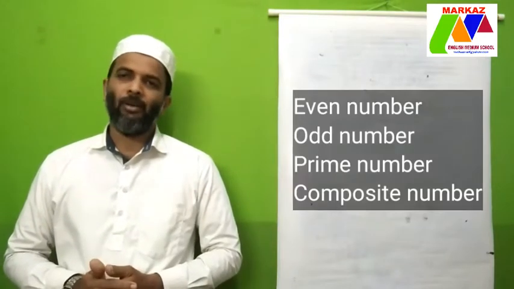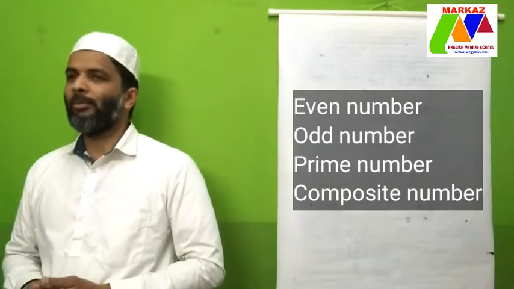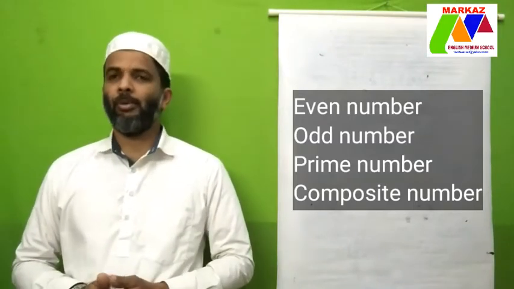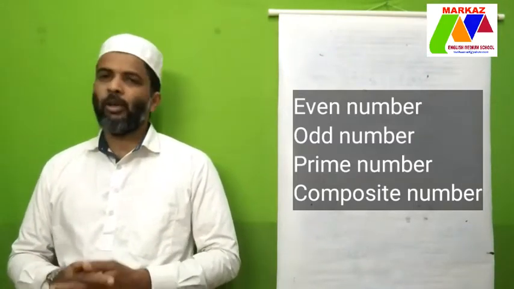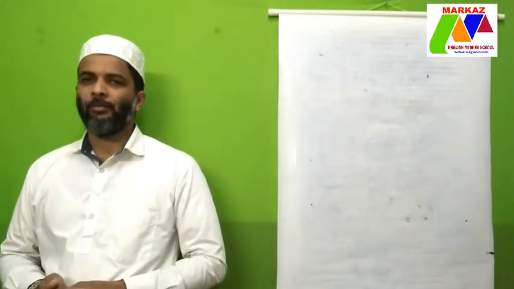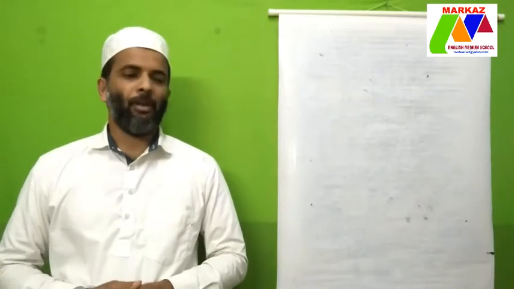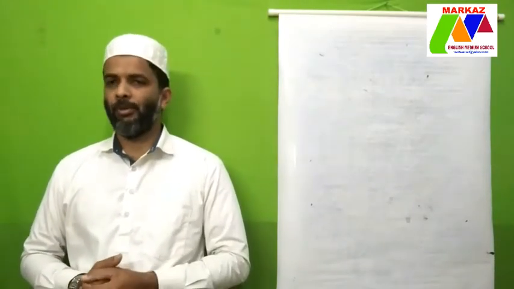Let us learn about the different forms of numbers: even number, odd number, prime number and composite number. Okay, let me explain what each one is. First one, even number. Take your notebook, write heading, even number.